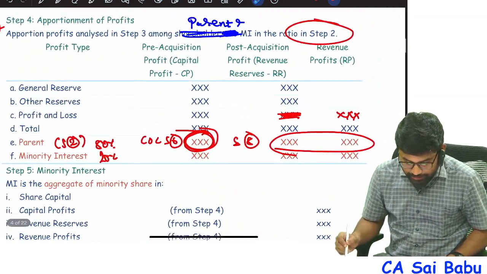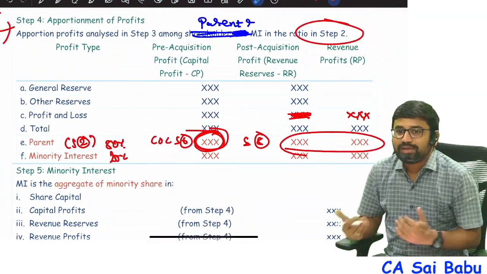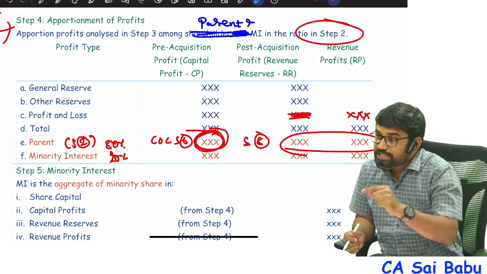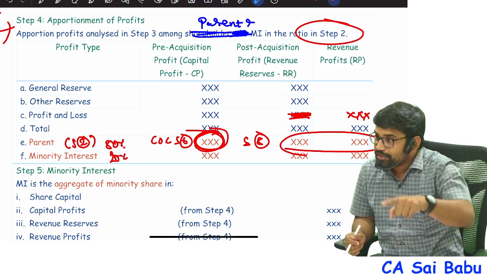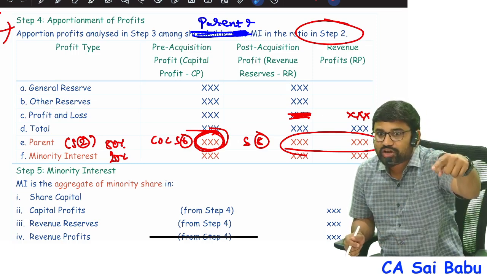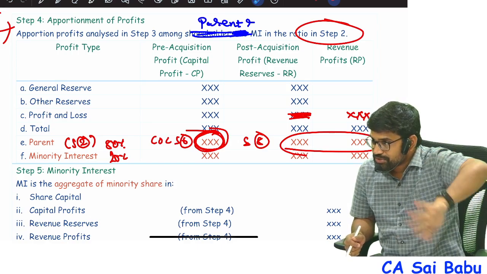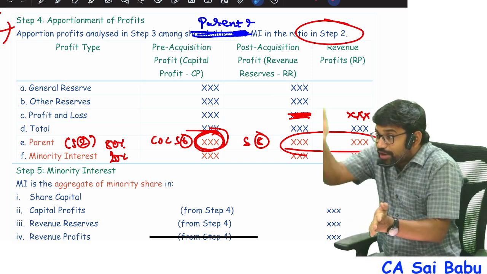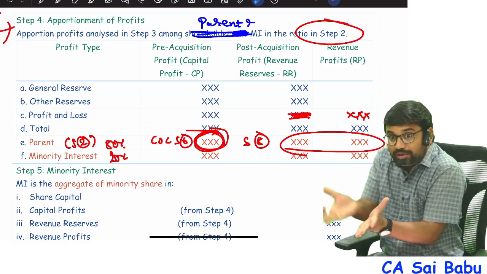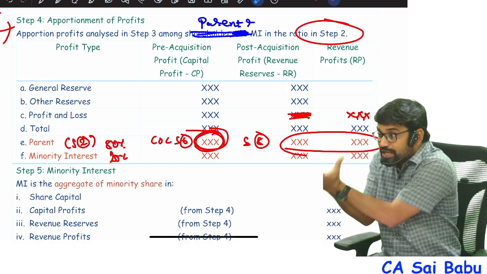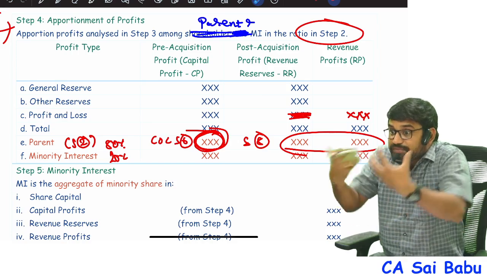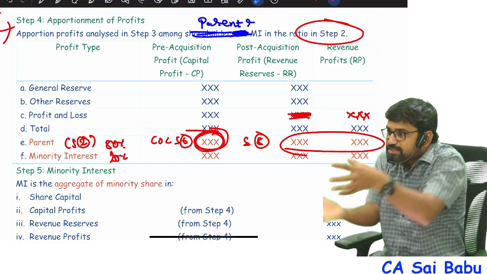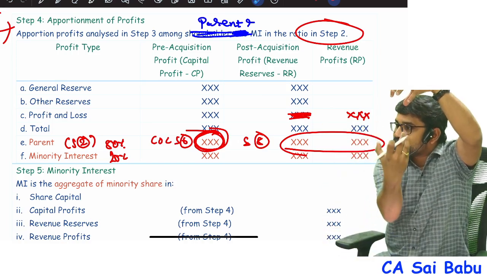Sir, why? Why will they be added? Pre-acquisition profits are capital profits. Therefore, they will be adjusted to the cost of investment. So therefore, they are not to be incorporated separately. But after you acquire the subsidiary, whatever profits are there in the subsidiary, they are post-acquisition profits, right? Because of them, the net assets of the subsidiary increase. Therefore, the corresponding increase must reflect in the consolidated balance sheet.